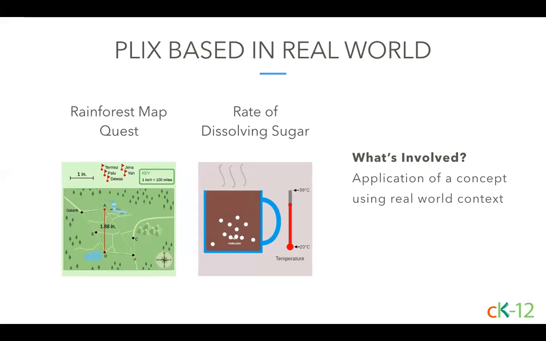Some PLIX use real-world contexts to teach math and science concepts. In the Rainforest Map Quest PLIX, students can locate villages on a map using a scale. In the Rate of Dissolving Sugar PLIX, students observe what happens to a sugar cube in tea as the temperature changes. For these real-world PLIX, try having students brainstorm other applications of a particular concept, or even design their own PLIX to address a concept.